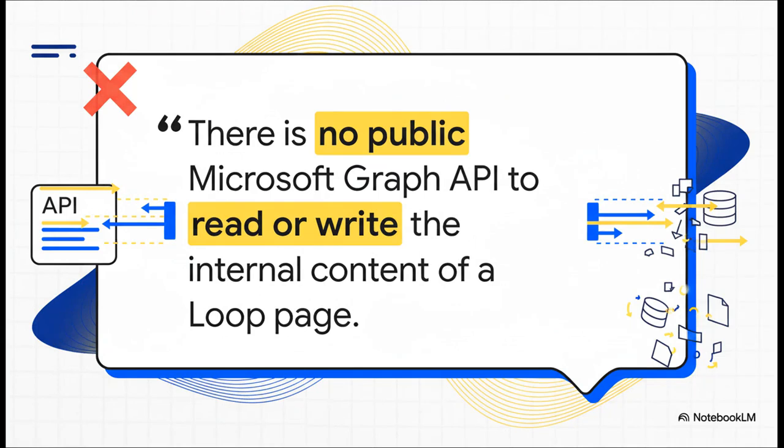Okay, if you're a developer, this is the one thing you absolutely need to burn into your brain: as of today, there is no public API that lets you programmatically read the text inside a Loop component or, say, add a new row to a table. It just doesn't exist. And it makes sense, right? The server doesn't know the final state of the content. It only knows the stream of edits.